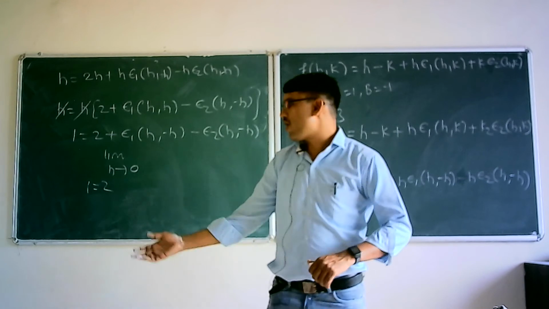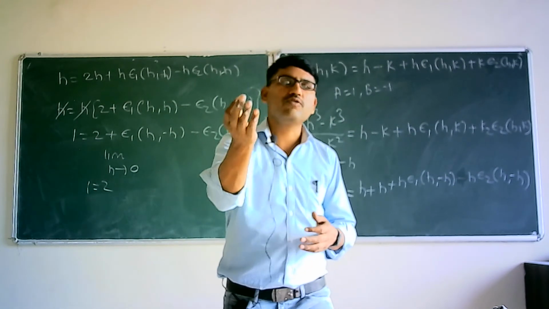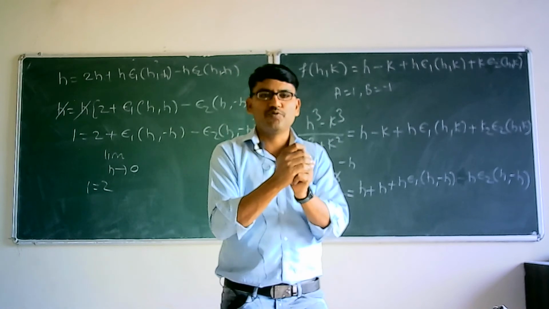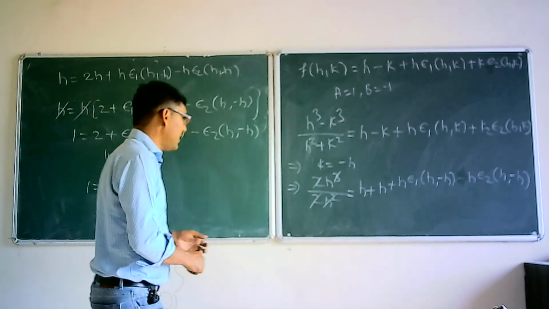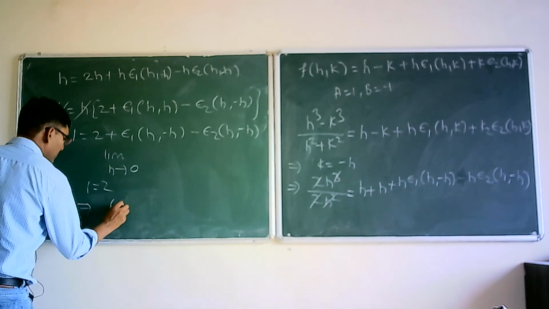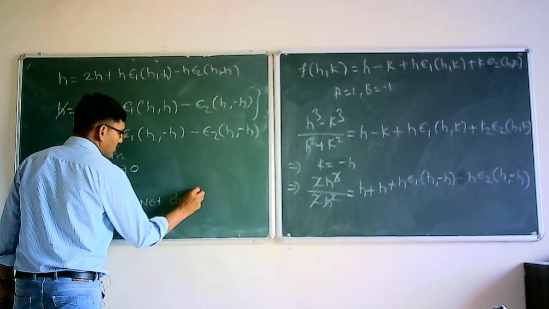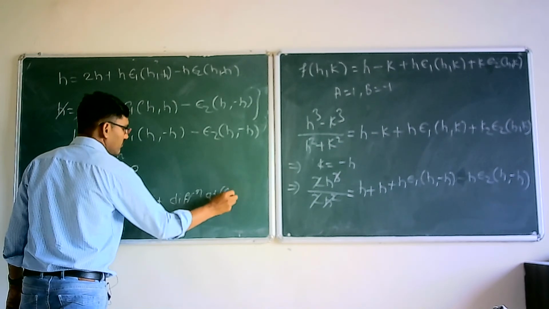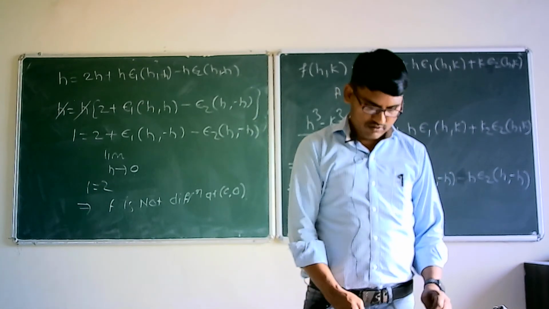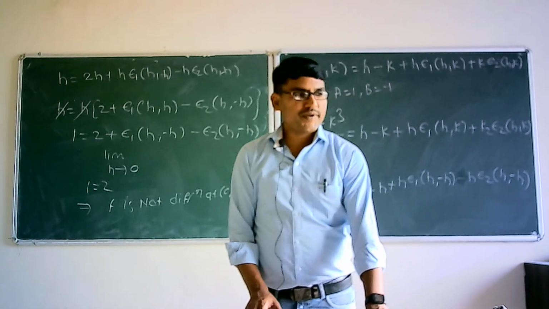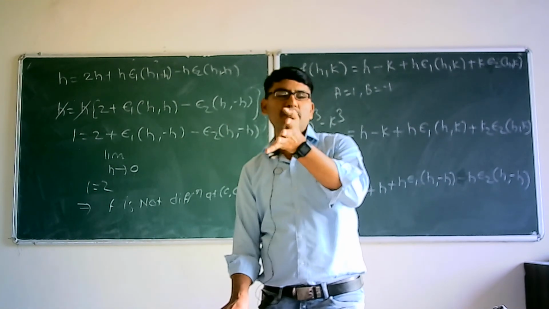Here we obtain a contradiction. Why? Because at the beginning we assumed that the given function is differentiable at (0,0), and that's why we obtain a contradiction. From this we can say that f is not differentiable at (0,0). So if you understand, now we are going to take one example to express our increment function in the form of ah plus bk plus h epsilon 1(h,k) plus k epsilon 2(h,k).